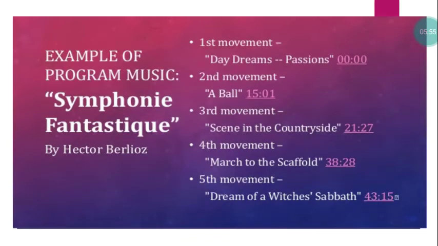So, example of program music symphony. Example of program music is the Symphonie Fantastique by Hector Berlioz. First movement, The Daydreams. Second movement, A Ball. Third movement, Scene in the Countryside. The fourth movement is The March to the Scaffold. Then the fifth movement, The Dream of a Witches' Sabbath.